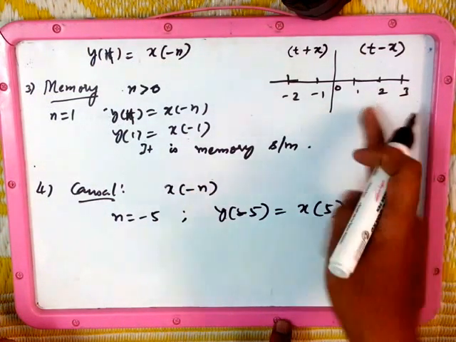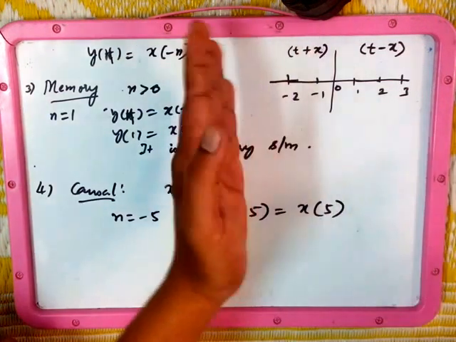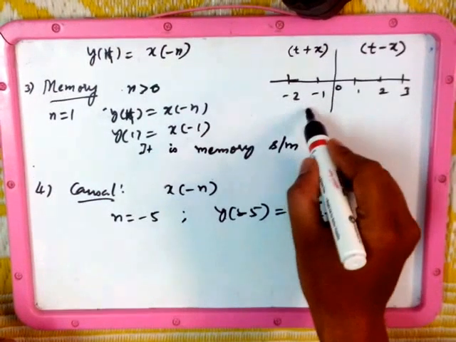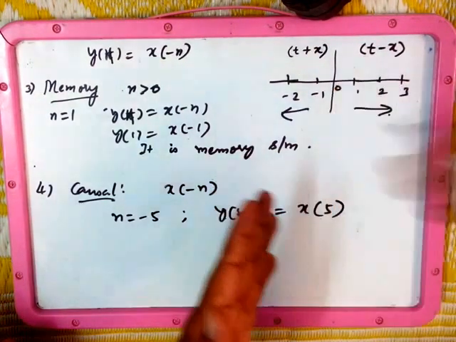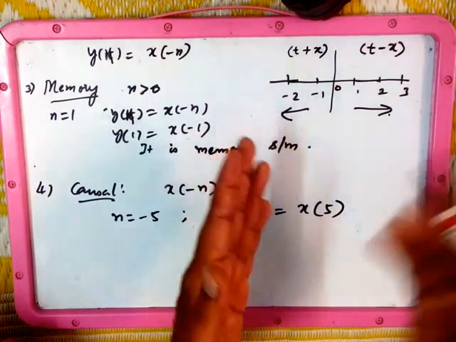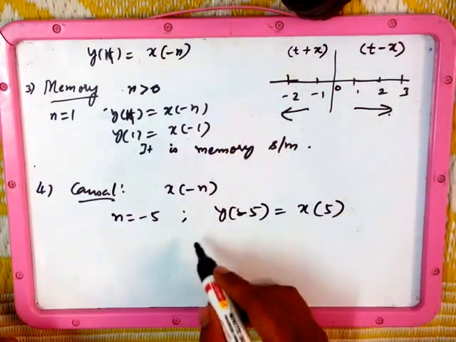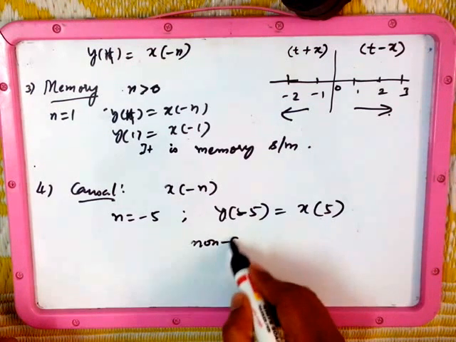In the graph, we are substituting minus 5, meaning from the negative x-axis. When you substitute these side values, you get the other side values, so it is going to the next side, after 0. That means it is going to the future. x of 5 is a future value. Therefore this system is a non-causal system.